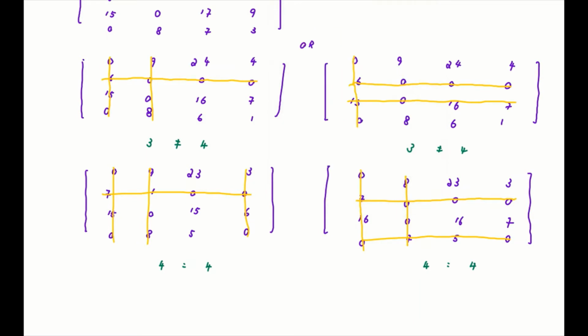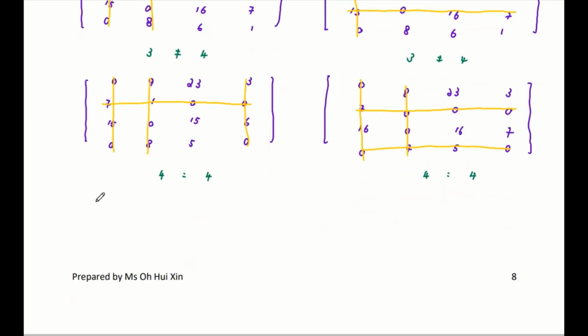Okay, so let's move on. All right, I'll just copy down: 0, 9, 23, 3, 7, 1, 0, 0, 15, 0, 15, 6. Then the next one we have 0, 5, 0, 8, 5, 0.